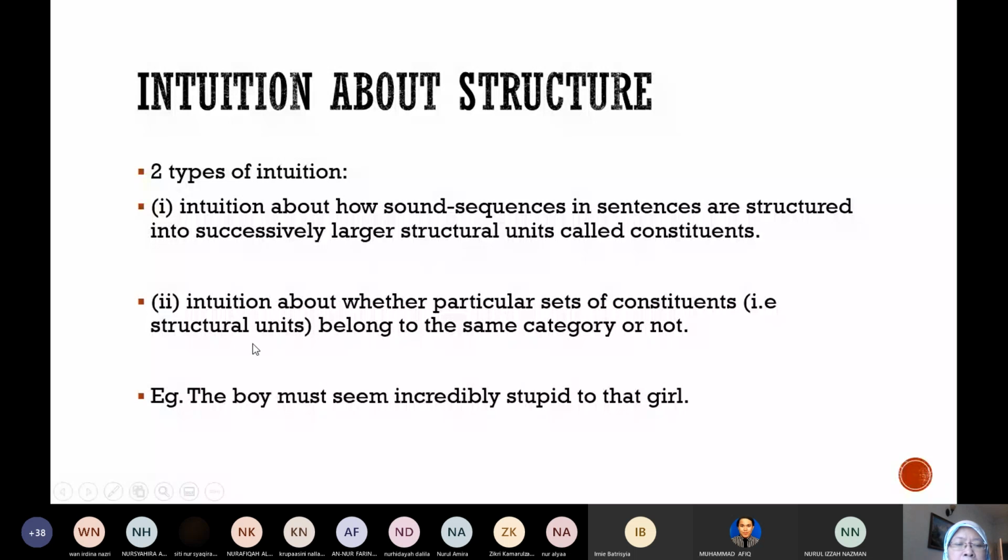So hierarchical. Number two is intuition about whether particular sets of constituents belong to the same category or not. So for example, if you have this sentence, again the question is, what are the hierarchical structure or successively larger structure units in this sentence? The boy must seem incredibly stupid to that girl. So what are the structures in the sentence? And number two is, how do we know that these words belong together, belong to the same category or not?